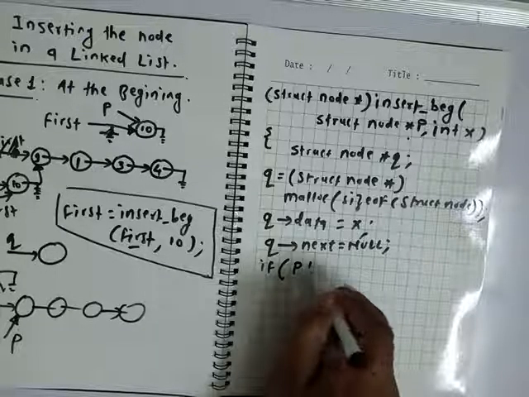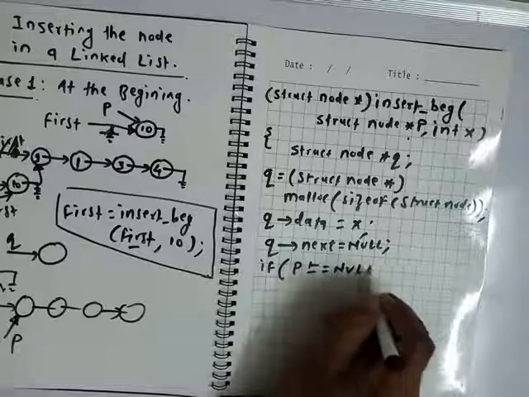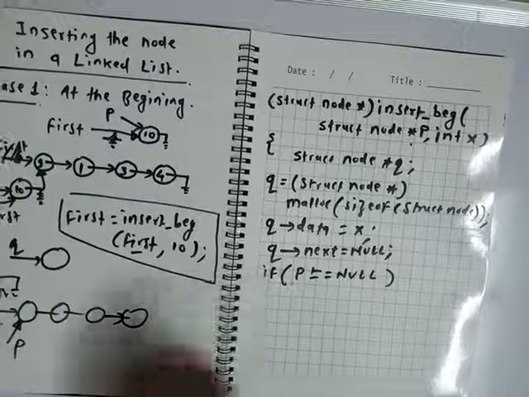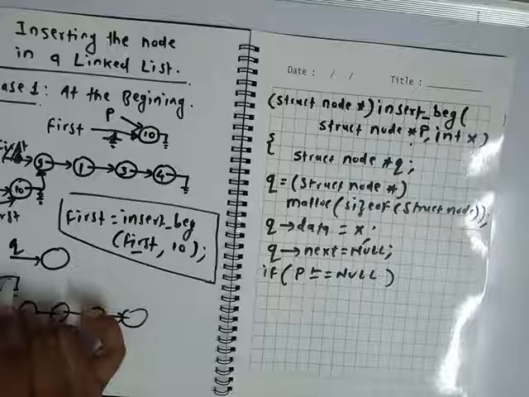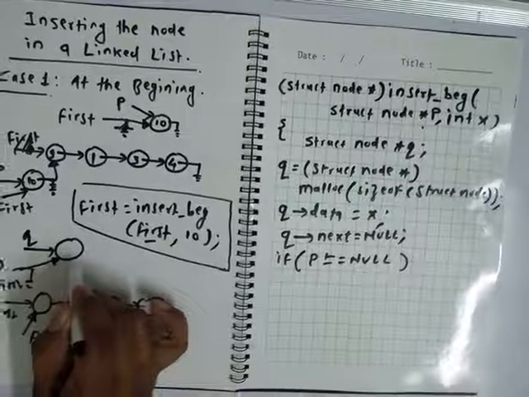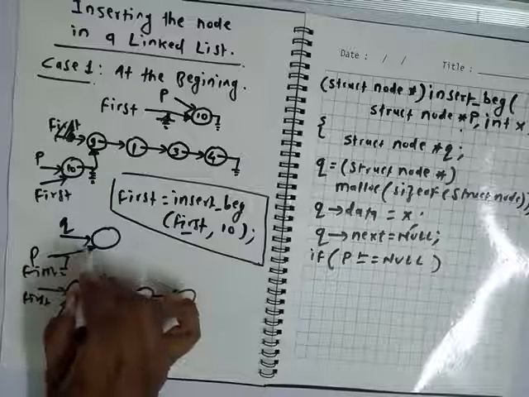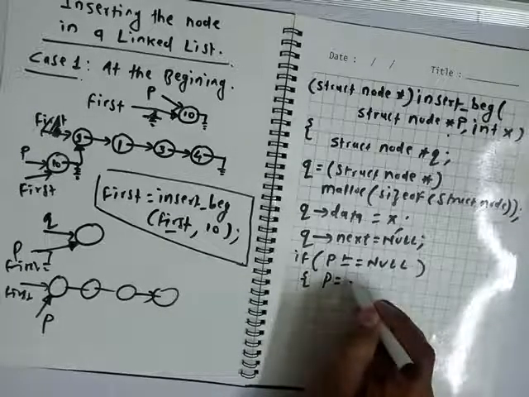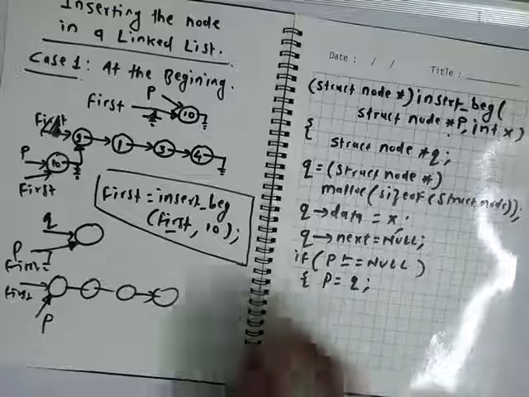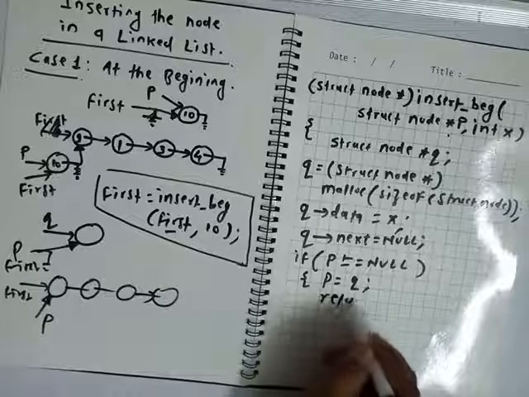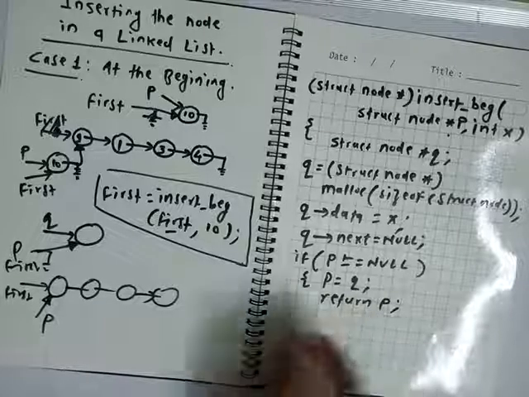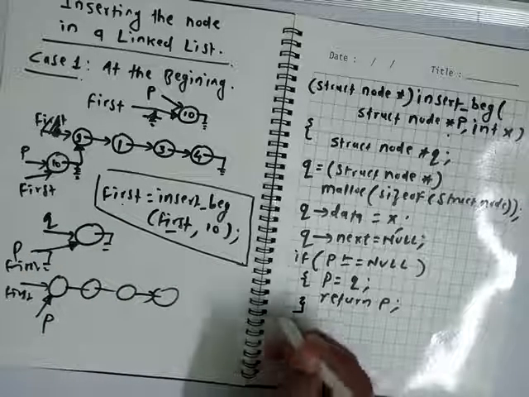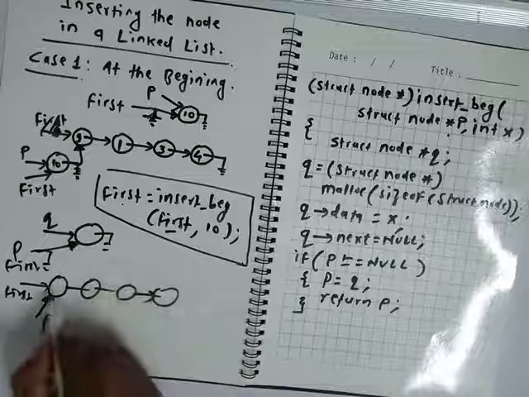If P is equal to null, that means the first case. In that case, I simply have to point P to Q. I'll say P gets Q, because Q is the new node, so P will point to this node, and I'll simply return P. So this node's address will be returned, and that will be stored in first. Else, the P is pointing to some node.